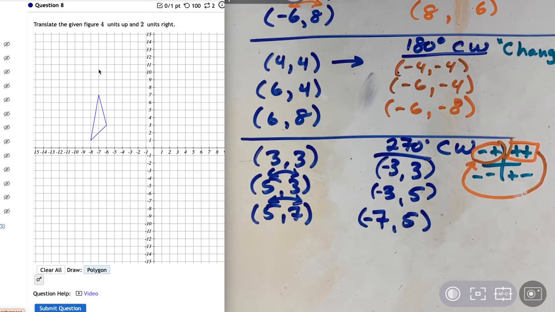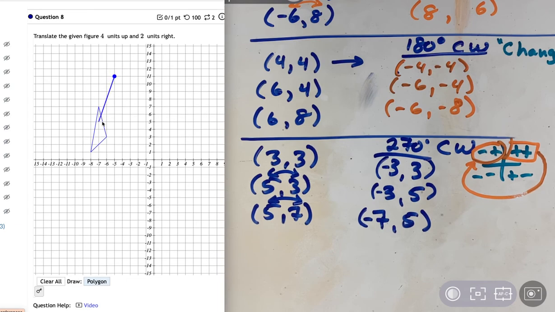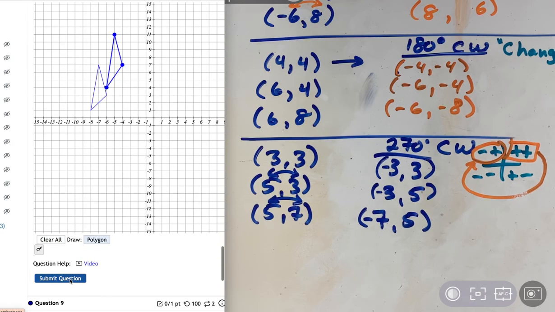1, 2, 3, 4, 2 to the right. Boom. Take this dot right here. 1, 2, 3, 4, 2 to the right. Boom. 1, 2, 3, 4, 2 to the right. Boom. And you got your graph translated. Whoops. And if it does that again, click again, it makes the thing stop. Hopefully you can get yours all to work.